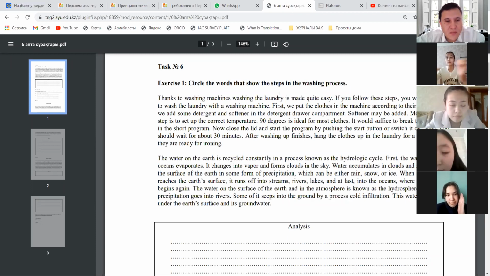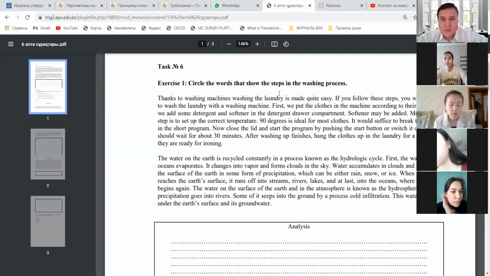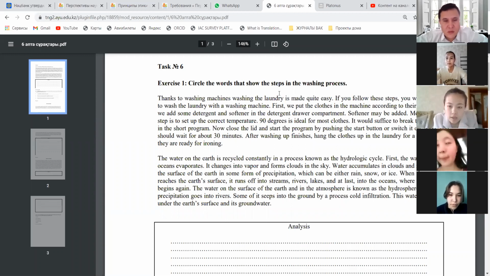May I? Uldana? Yes. The water on the earth circulates constantly in a process known as the hydrologic cycle, and first the water in the ocean evaporates, it changes into vapor and forms clouds in the sky. Water accumulated in clouds returns to the surface of the earth in some form of precipitation, which can be either rain, snow, or ice.